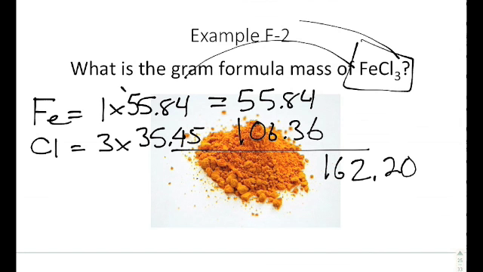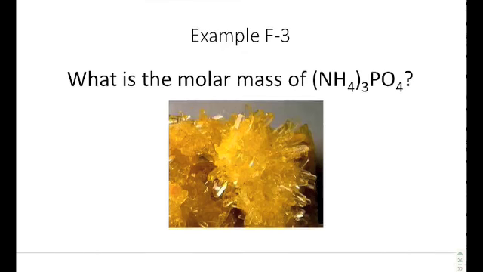Okay, so let's try it for one more. This one is one of the more complicated ones, so let's walk through it. And this is ammonium phosphate. And this is what you have as an ammonium phosphate crystal. And there's 4 different elements that are involved here. You have a nitrogen, you have a hydrogen, and you have a phosphorus, and you have an oxygen.